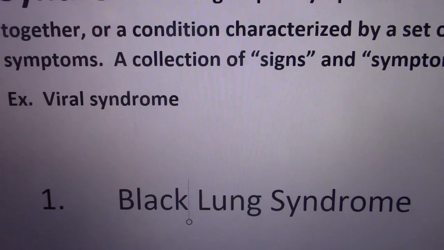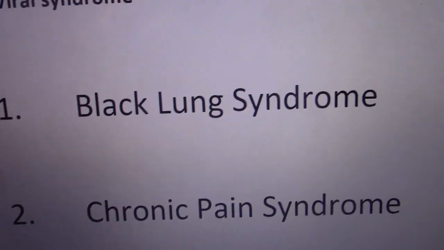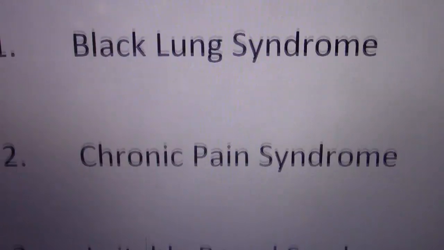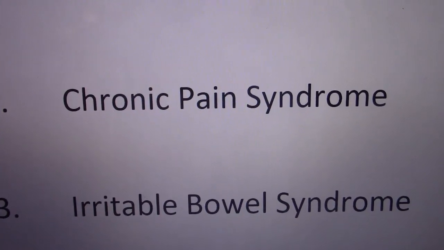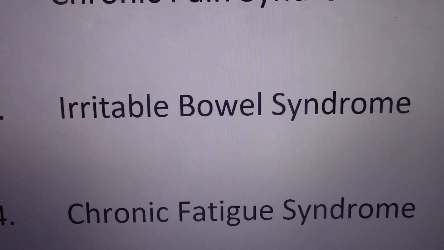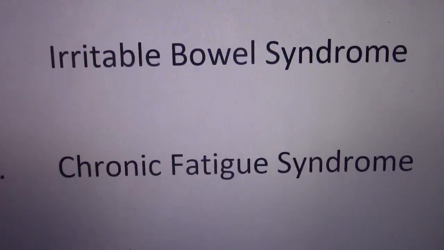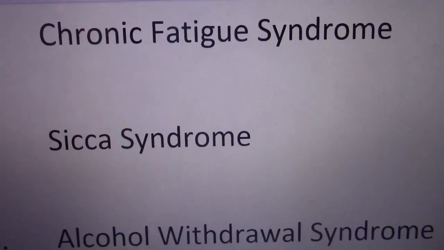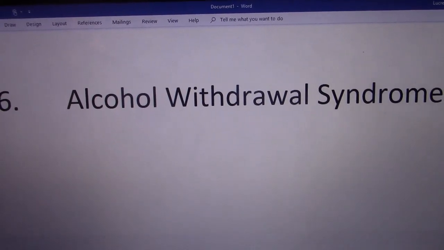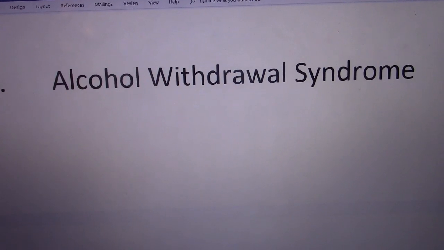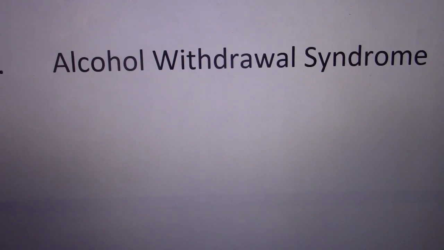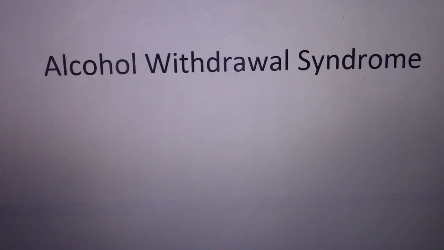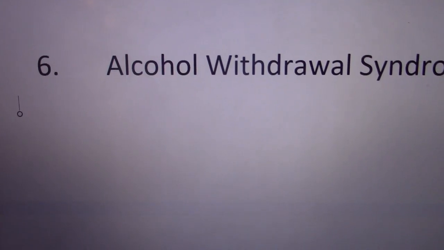Again, let me give these to you so you can code these, and at the end I will give you the answers. Number 1, black lung syndrome. Number 2, chronic pain syndrome. Number 3, irritable bowel syndrome. Number 4, chronic fatigue syndrome. Number 5, Sicca syndrome. And number 6, alcohol withdrawal syndrome. I'm going to pause a minute, so go back, rewind, pause, whatever you have to do to get all 6 of them written down. And here are the answers.